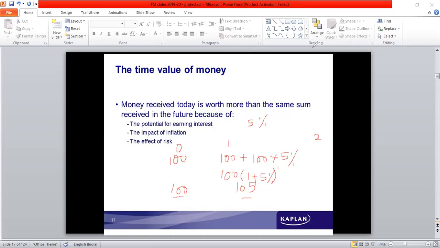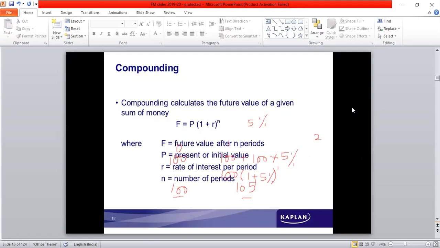So the same formula is explained here in the next page. F is equal to P into 1 plus R whole to the power of N. So future value, present value, rate of interest and number of periods.